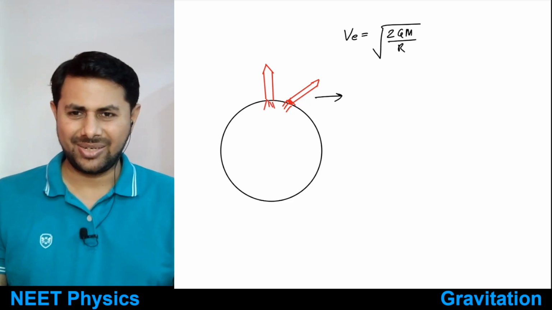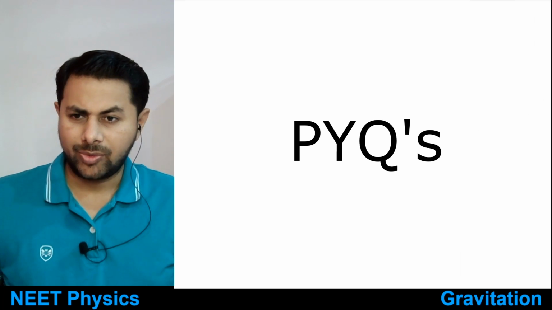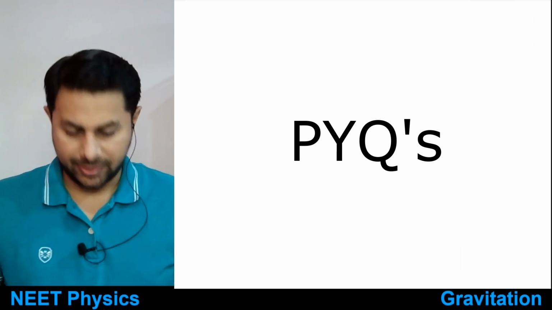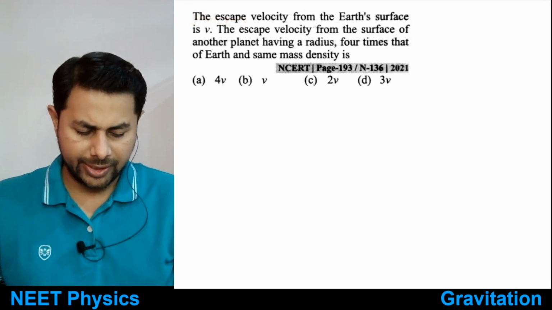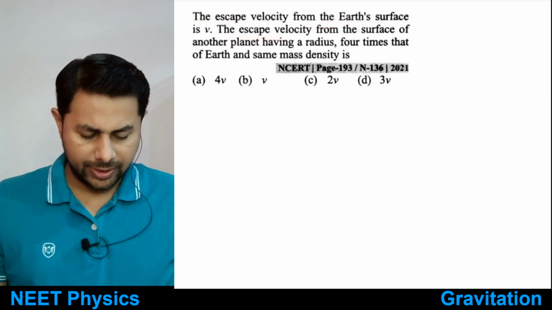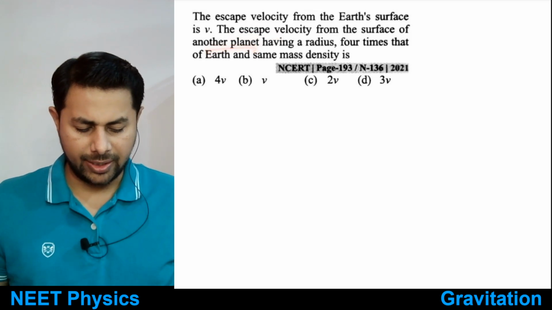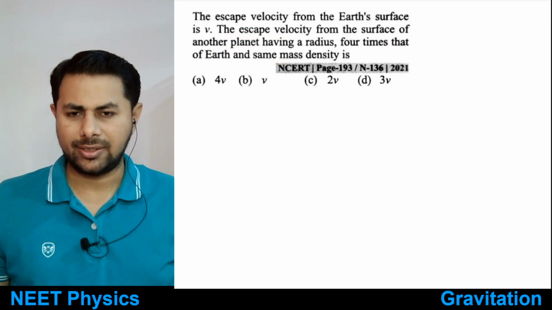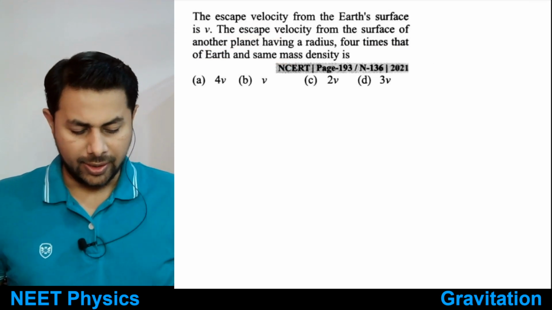This thing is clear, everyone? So now let's solve some problems based upon satellites. The escape velocity from Earth's surface is v. The escape velocity from the surface of another planet having a radius 4 times that of Earth and the same mass density is... Okay, what's given?